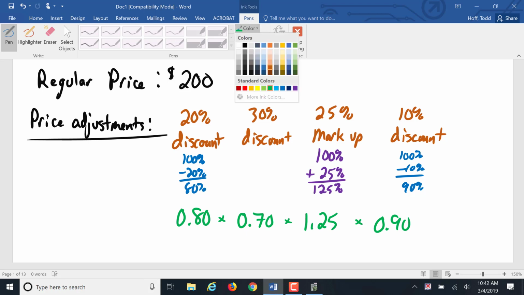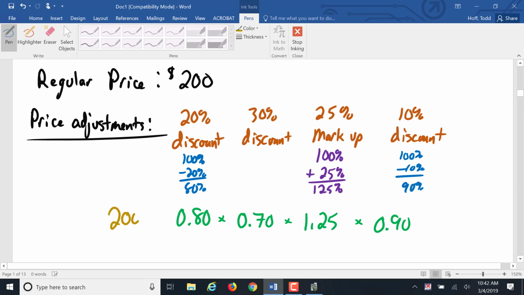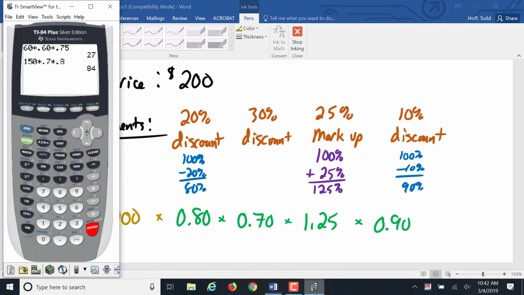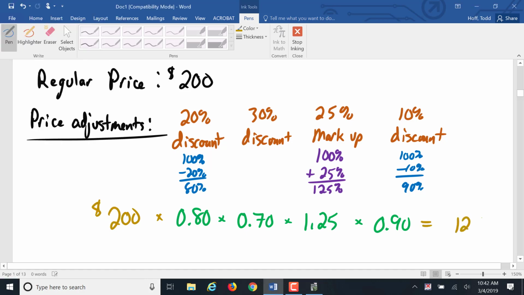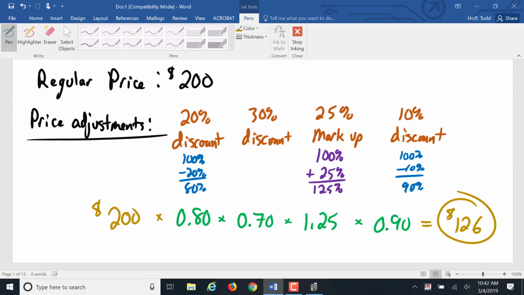So we take our original price of $200, and we're going to go times 0.8, times 0.7, then for the markup times 1.25, and then times 0.9 for that final markdown. It gives us a final price of $126. So that is the process of markdowns or discounts or markups. You generally see this directly before it goes to the consumer, to get it off the shelf in some sort of a retail store.